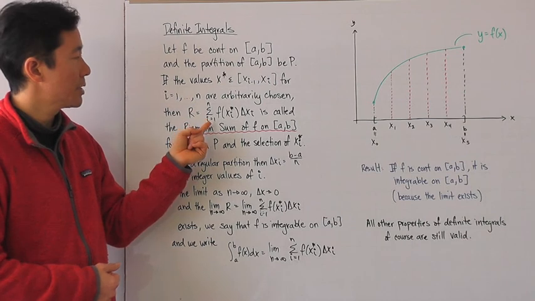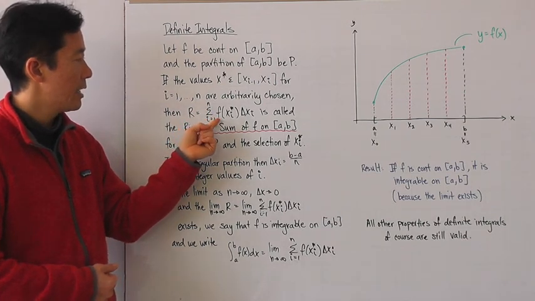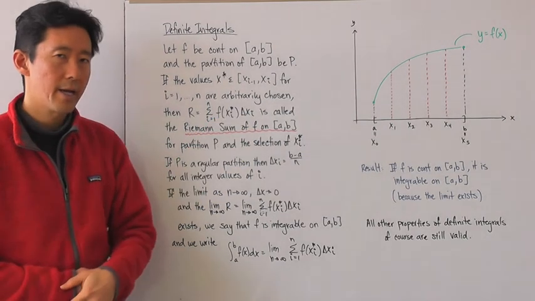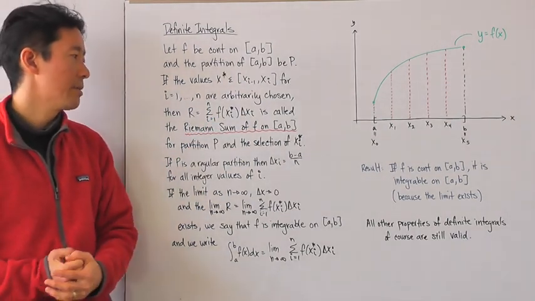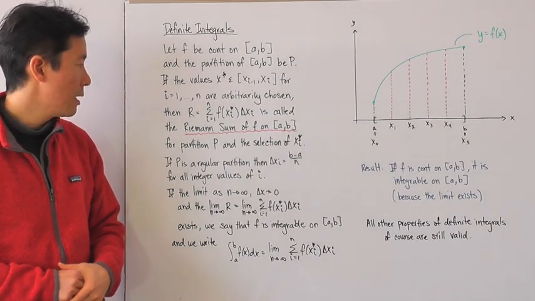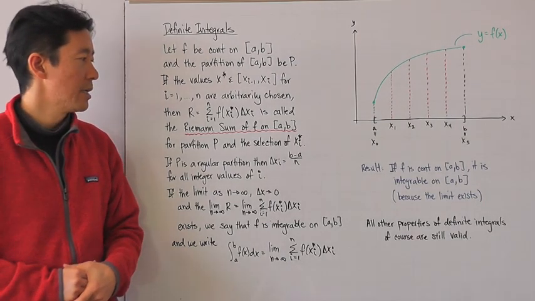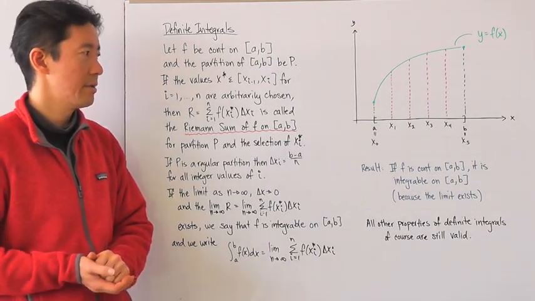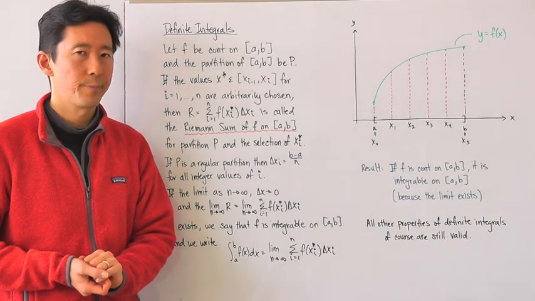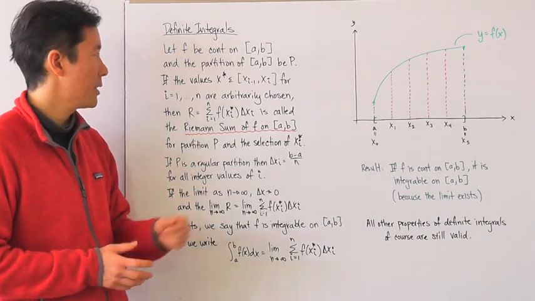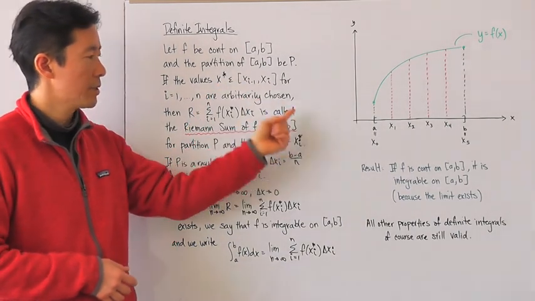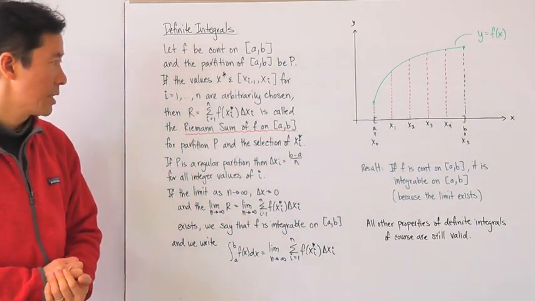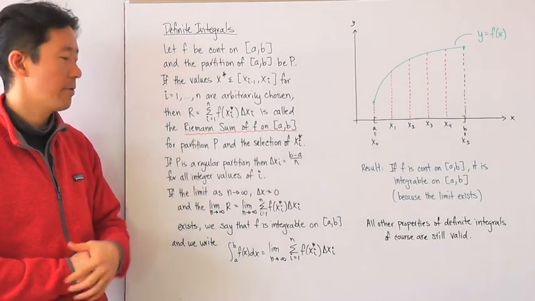then R, which is equal to the summation from i equals 1 to n of f of x_i star times delta x_i, is going to be called the Riemann sum of f on the closed interval [a, b] for the partition P and the selection of x_i star. So there's nothing different with regards to how we are interpreting the Riemann sum. The only difference at this point is that we can choose any particular value on each one of the partitions that we want to use to calculate that Riemann sum.